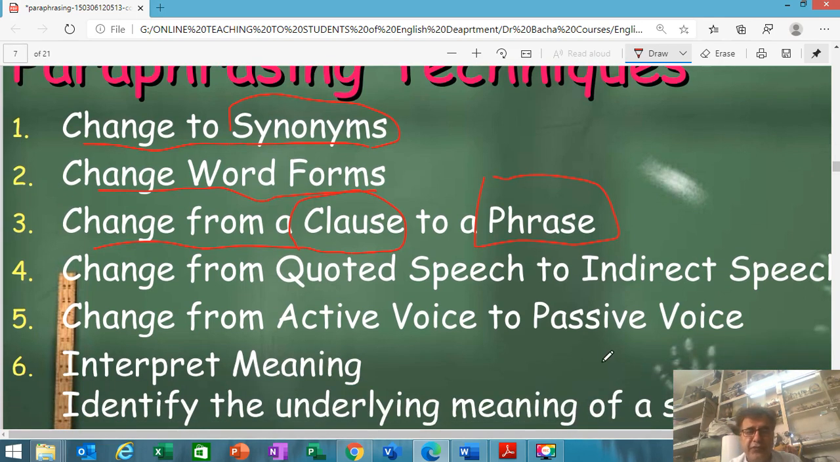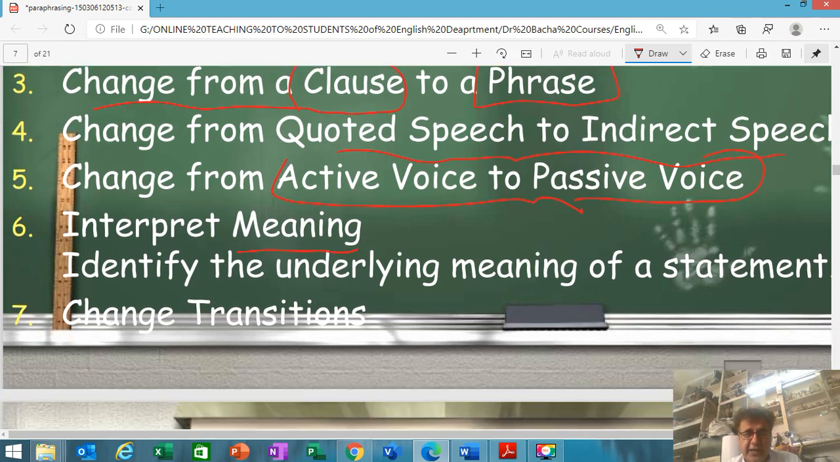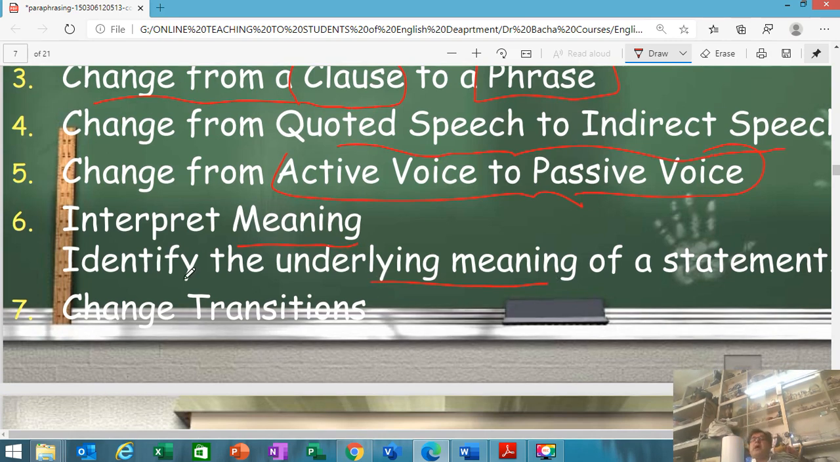You have to change from quoted speech to indirect speech. This is another technique. For example, you have to change the quoted speech, the direct speech, into indirect speech. You have to change from active voice to passive voice. And then, my dear, you have to interpret meanings. The meaning needs to be interpreted. For example, if the meaning is difficult to understand, you need to interpret that, and you have to identify the underlying meaning of a statement. Sometimes the meaning is given quite hidden, and you have to research it and find the hidden meaning. Change transitions. You have to change the transitions as well.